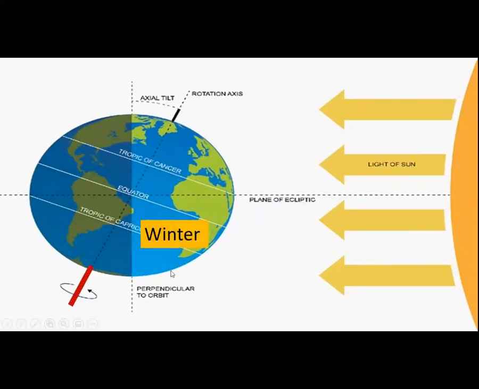That is the southern axis. And you'd see that it's leaning away from the sun, so it's winter here. Here, it is also winter. The difference between the two is that it's nighttime here and it's winter. Here it's daytime and it's winter. So the difference is nighttime and daytime.